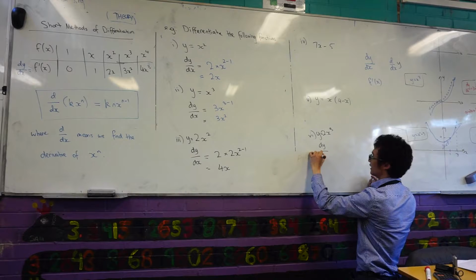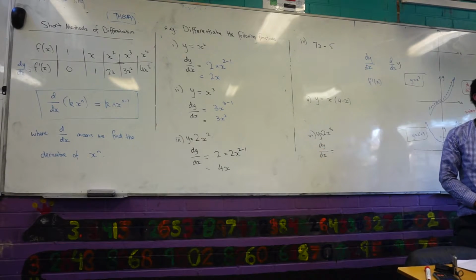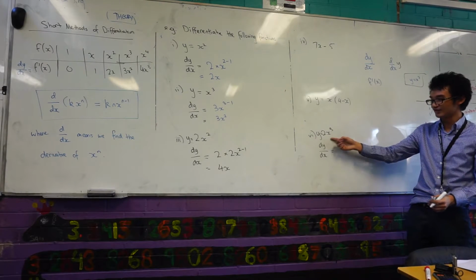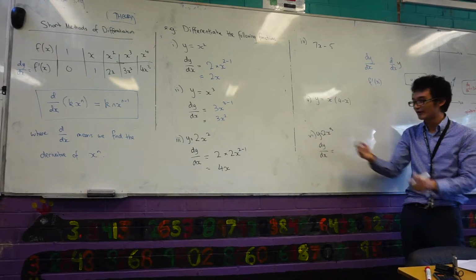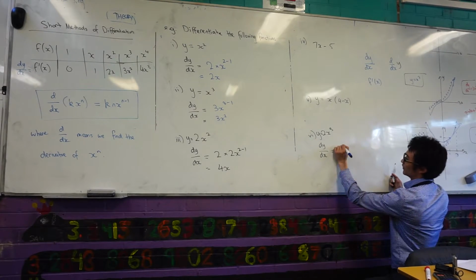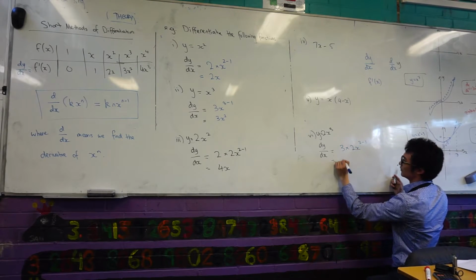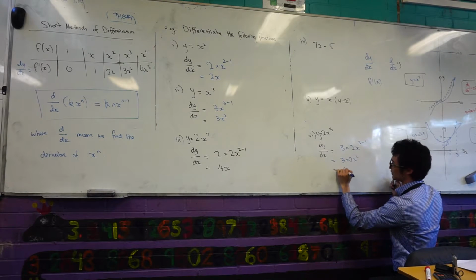So if I apply dy/dx to the one that Ben just said, so 2x cubed, what I would do is I would say, okay, I need to drop that power down. So I've got 3 times 2x to the 3 minus 1, which actually just gives me 3 times 2x squared, which equals 6x squared.